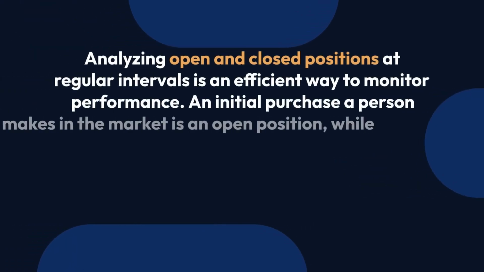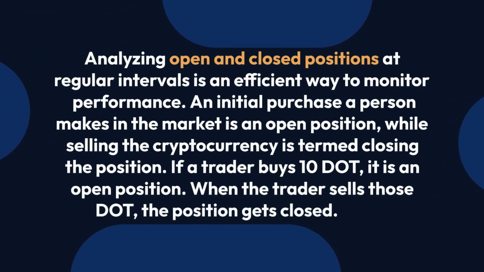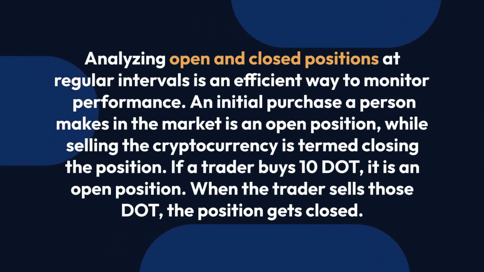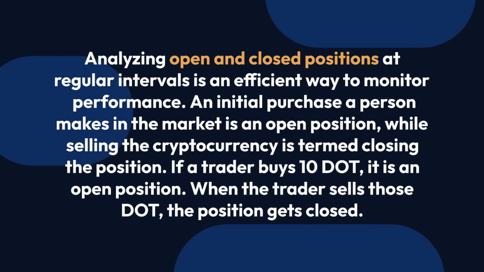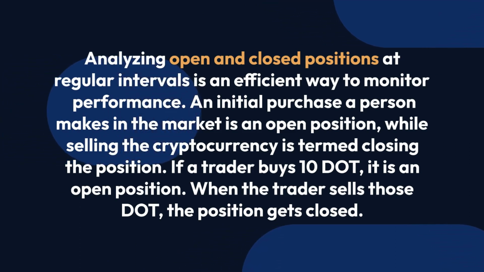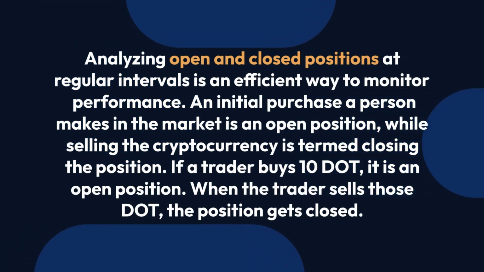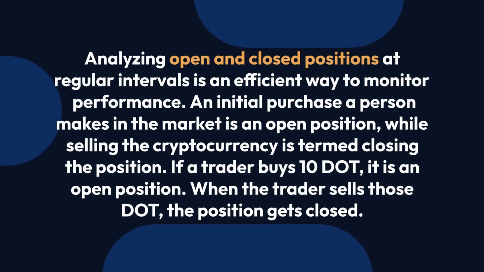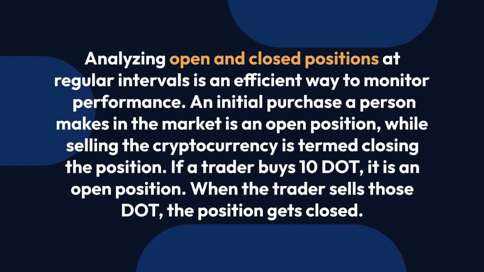Analyzing open and closed positions at regular intervals is an efficient way to monitor performance. An initial purchase a person makes in the market is an open position, while selling the cryptocurrency is termed closing the position. If a trader buys 10 DOT, it is an open position. When the trader sells those DOT, the position gets closed.